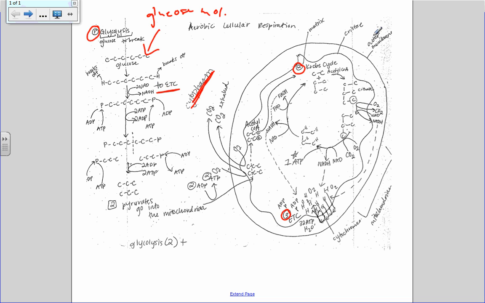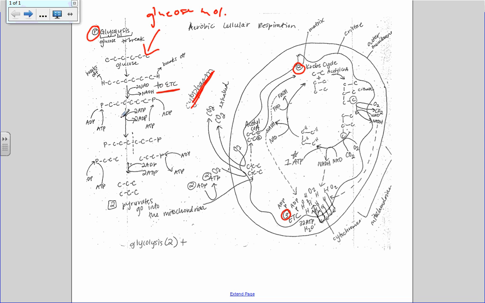Cool? All right, so we got cytoplasm, we got the outer membrane, which is a phospholipid bilayer. We've got the cristae, which is another phospholipid bilayer, but it's all convoluted. And then there's the matrix, which is inside the cristae. Everybody's cool with that? Sorry, I should have outlined that to begin with.